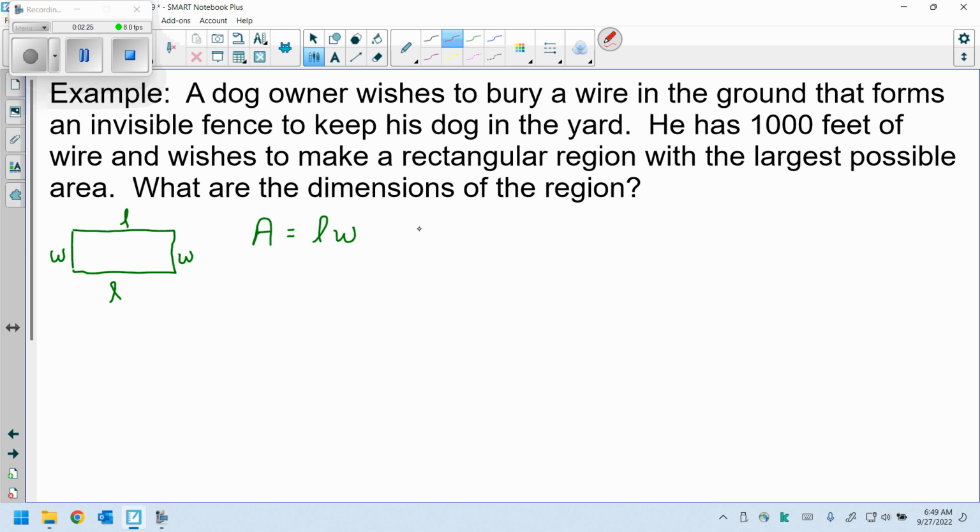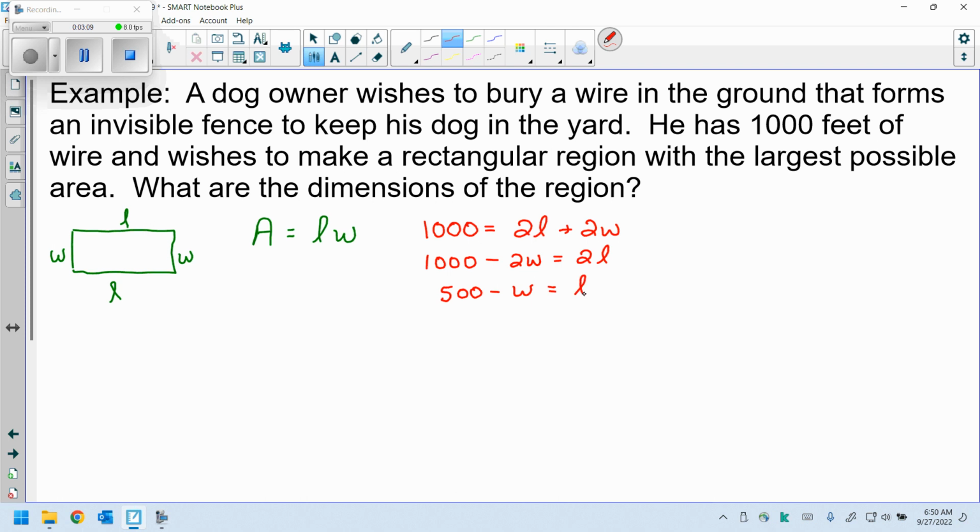And that is that the perimeter of this thing, 1,000 feet of wire, is 2 of these L's plus 2 of these W's. So I'm going to solve for one of those variables so I can get rid of that variable. Let's solve for L. 1,000 minus 2 W's is what 2L is equal to. When we divide each side by 2, we get 500 minus W is equal to L.